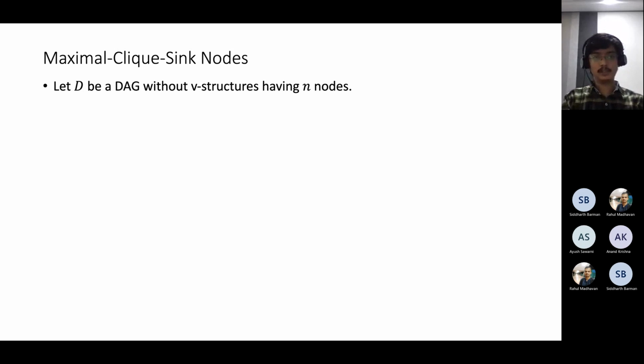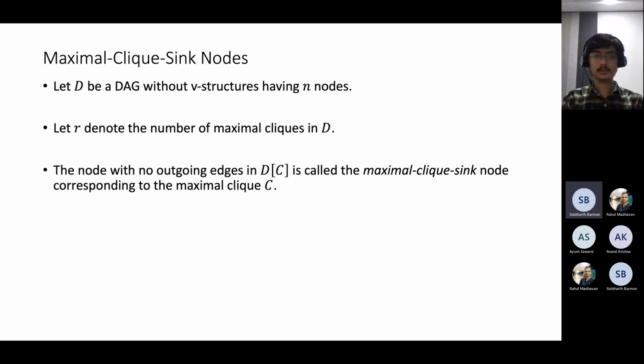Let D be a DAG without V structures with n nodes and r the number of maximal cliques in D. Vibhor, when you say V structure, that is with respect to edge directions, right? Yes. In an undirected sense, you could have a vertex B connected to vertices A and C without an edge between them, but the edges could be directed as a path, say. So that is allowed.